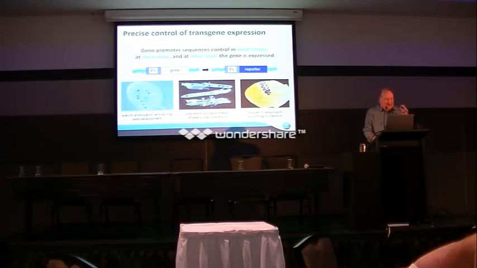I'd like to show this slide because it shows you just how precise we can be with directing the transgene's expression within the recipient plant. This shows a transgene which is a reporter gene. So where the gene is expressed, we get a blue dye produced in the cell. And that blue dye will be produced wherever the promoter tells that gene to be expressed.